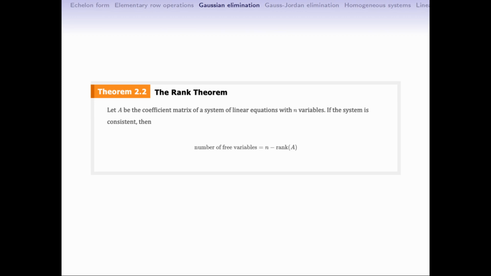We are now ready to state and prove the rank theorem. Let A be the coefficient matrix of a system of linear equations with n variables. If the system is consistent, and that means if the system has any solutions at all, then the number of free variables should be equal to n, the number of variables, minus the rank of A. Let's go to the document camera and explore the meaning of this theorem and its proof.